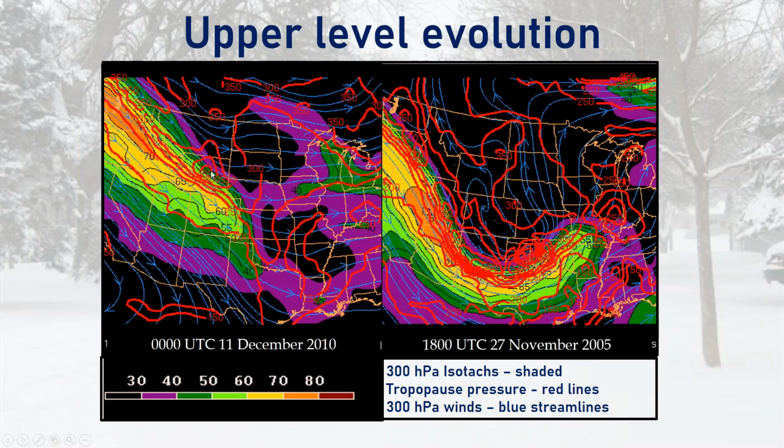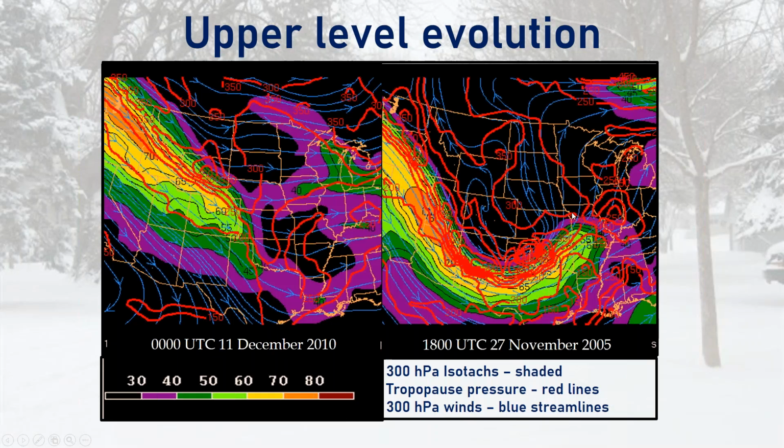Our PV anomaly moves into Wyoming. We see all the pressure advection forcing for synoptic lift would be out ahead of it, to the southeast of it. And we see that our jet continues to round the base of the trough here in our November case. And we see a really nice exit region here.